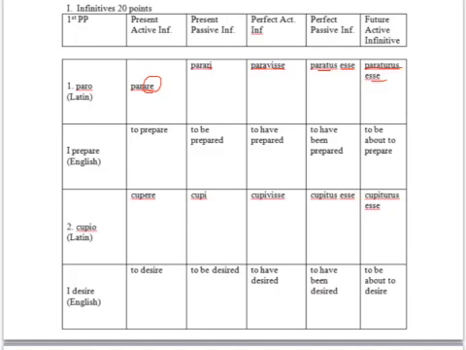Now, cupio is third io, so you have the ere for the second principal part, to desire. And since it's third, just remember the third io, three letters drop away, just leaving the I, and so it's cupi, to be desired. And then the perfect active infinitive follows the same pattern, third principal part plus isse, to have desired. And then the perfect passive is the fourth principal part, cupitus plus esse, to have been desired. And the future active infinitive is cupiturus, future active participle plus esse, to be about to desire.